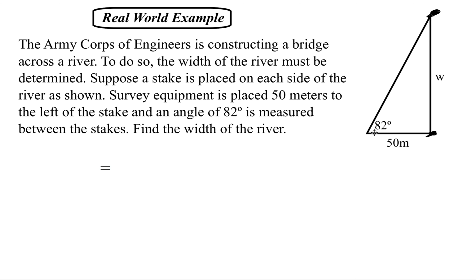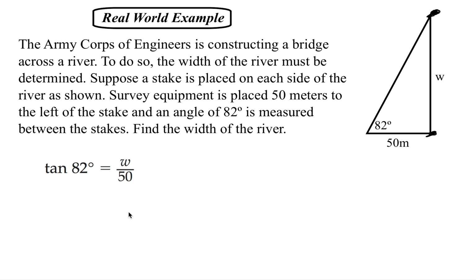Well, the first thing you need to do, if you're using the angle of 82 degrees, if that's where your reference is, that's where you're going to be standing, what sides are you dealing with? W is the opposite, and 50 is the adjacent. So what trig function uses opposite and adjacent? And that would be the tangent function. So then I can write an equation. The tangent of 82 degrees is equal to the opposite over the adjacent, which is W over 50.